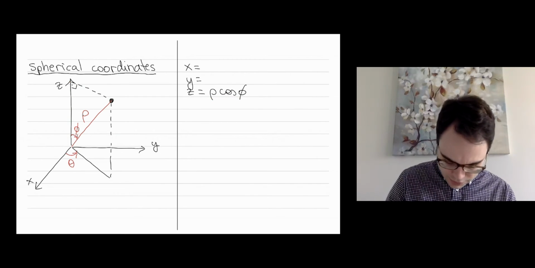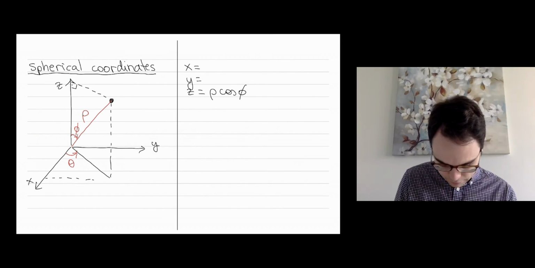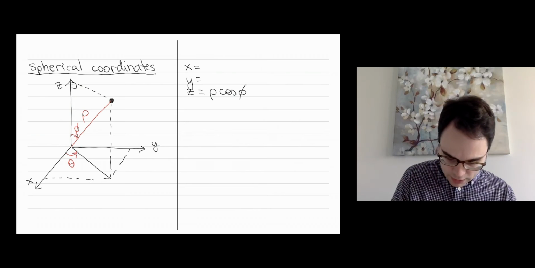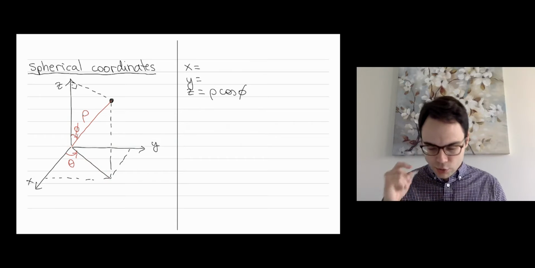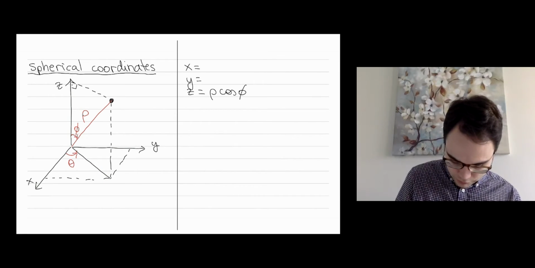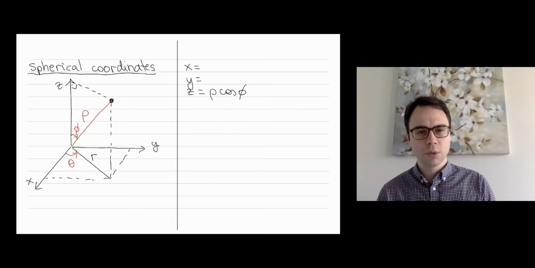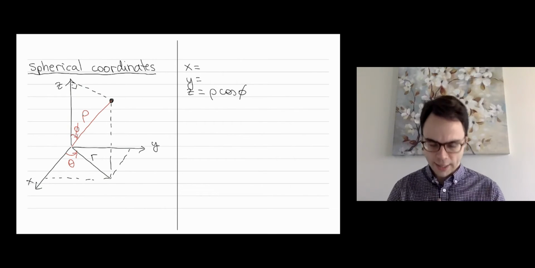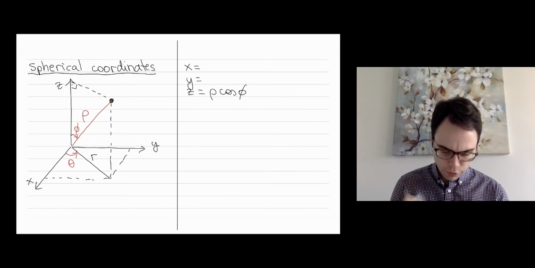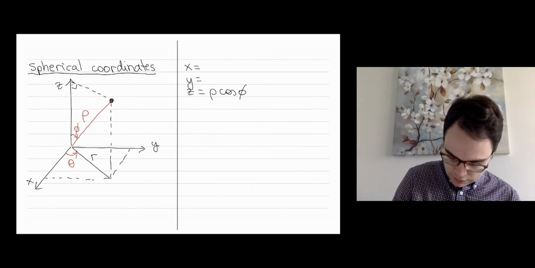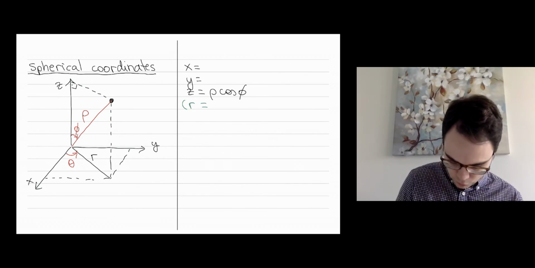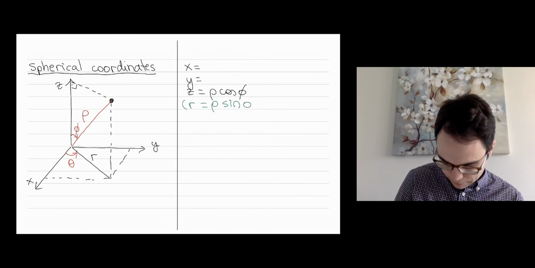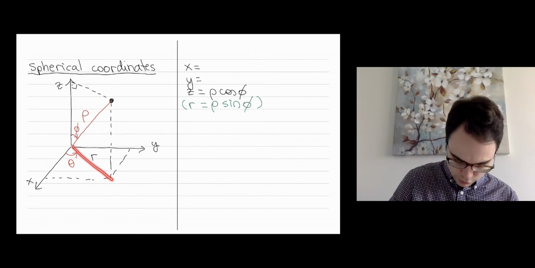Now to get x and y, this is going to be a little bit more complicated. I'm going to use r. So r is not really one of the spherical coordinates, but we all know what r is. It's the distance of the point from the z-axis. We'll just say that r is rho times sine phi. Okay, so r is rho times sine phi.